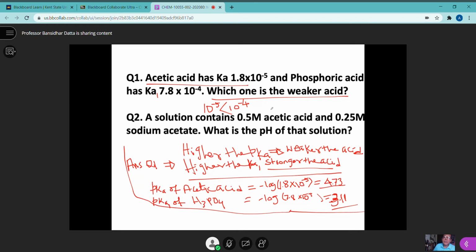Acetic acid. So that's your HA. Remember, acetic acid is already spelled out. And 0.25 molar sodium acetate. Remember, acetic acid gives the acetate ion. So that's your A minus. The sodium salt of this is A minus. So HA is acetic acid, and A minus is 0.25. What is the pH of the solution?